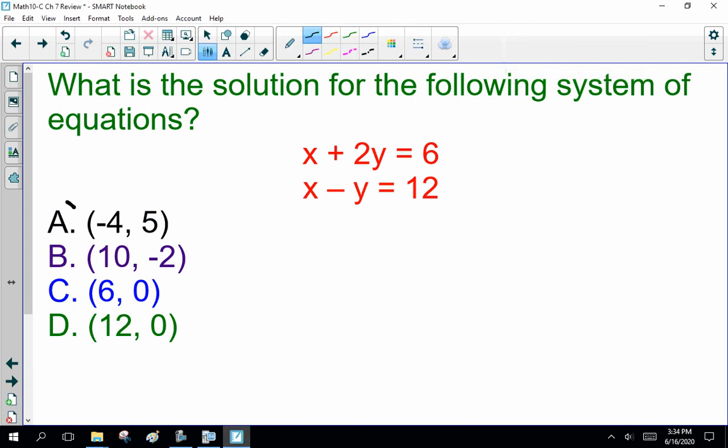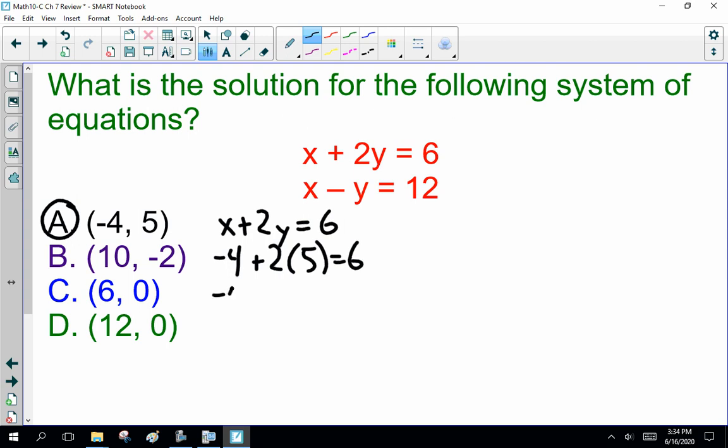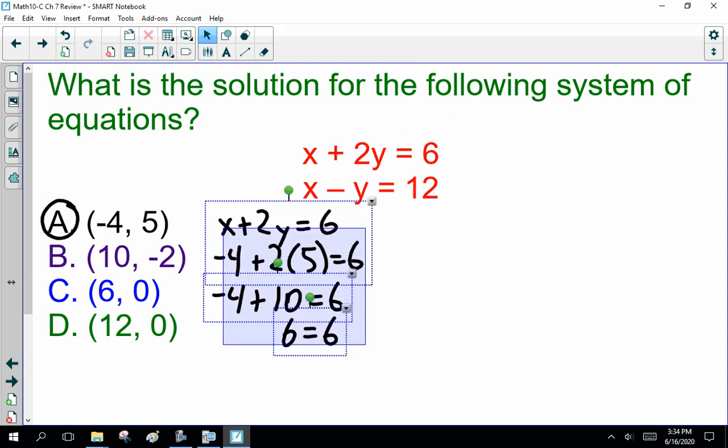So the first one, x is minus 4 and y is 5. So let's check. x plus 2y equals 6. Every time I see x, I replace it with minus 4. Every time I see y, I replace it with 5. Minus 4, 2 times 5 is 10. Minus 4 plus 10. You owe somebody $4, you have $10, you're down to 6. 6 equals 6. So the first equation, the first part works.